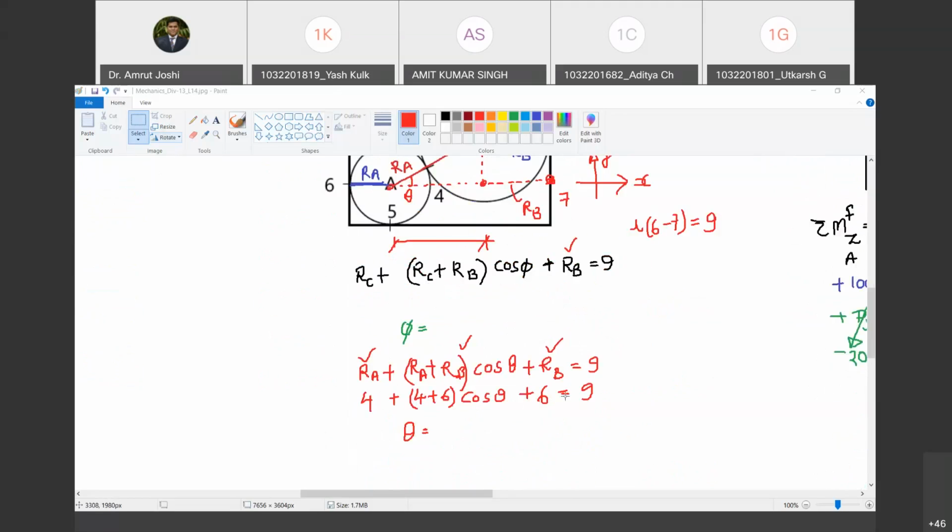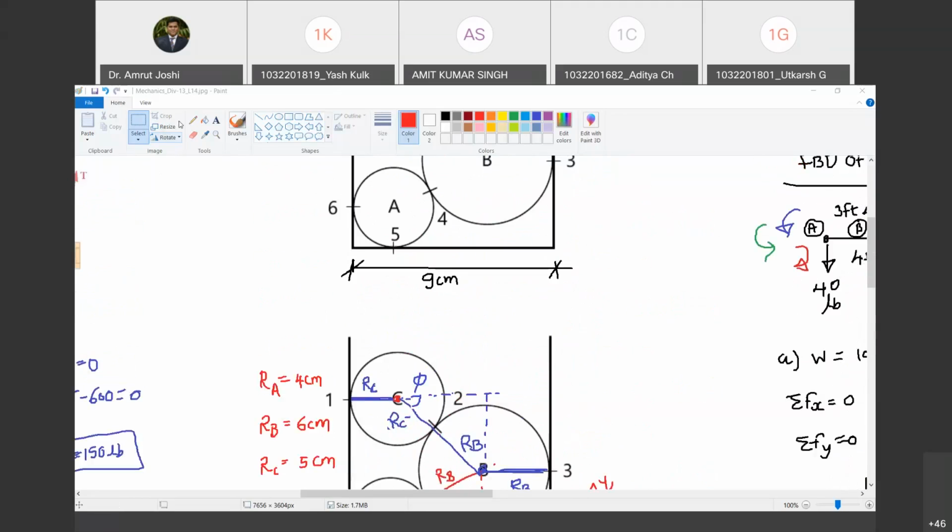R4 plus 6, already created. So that means we have to change the data. This data is geometrically not viable. So we will make it as 11 or 12, something like that, centimeter.